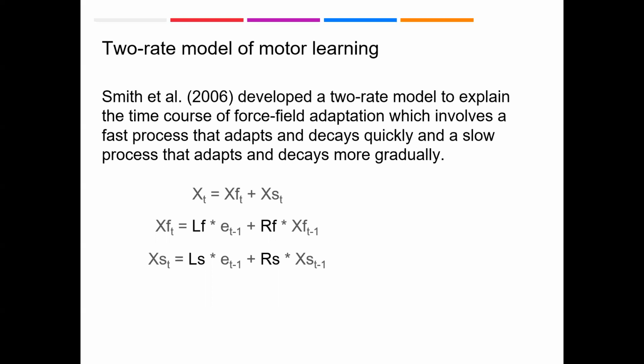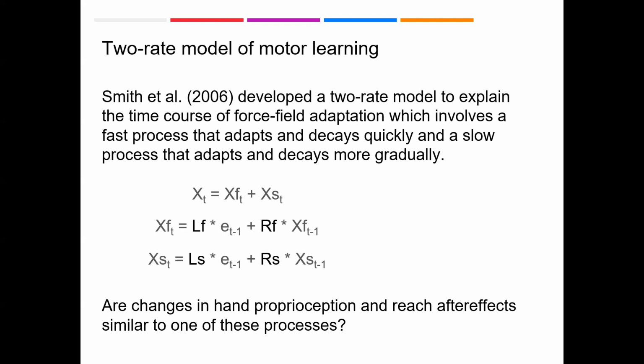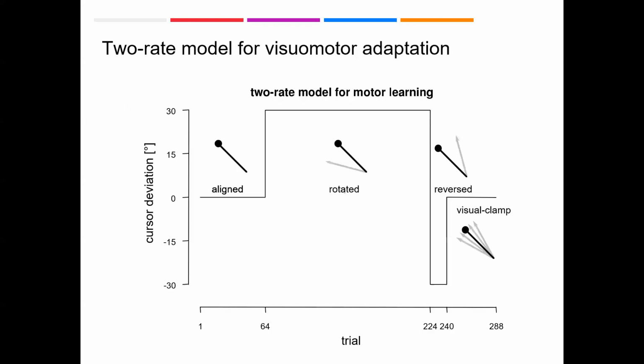And these papers even suggested that the slow process may really be reflecting that more unconscious change that we're seeing, like for the reach after effects and so forth. So we thought, wow, this might be a good way of trying to model these more unconscious implicit changes, such as reach after effects and these changes in hand estimates. So we wanted to know whether changes in hand proprioception and reach after effects are similar to one of these processes. Okay, so here is the perturbation schedule, how we deviated the cursor.